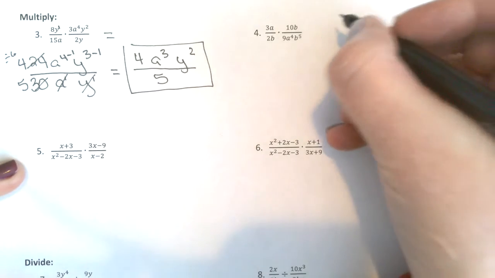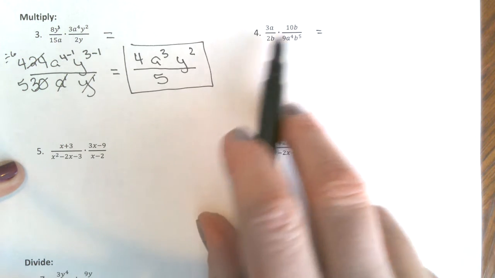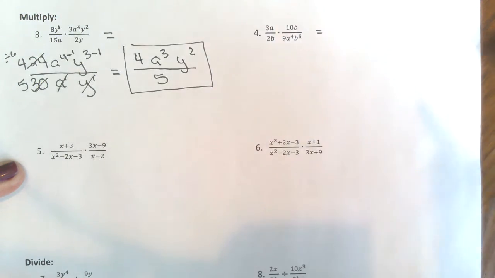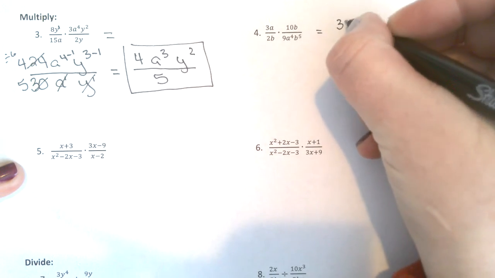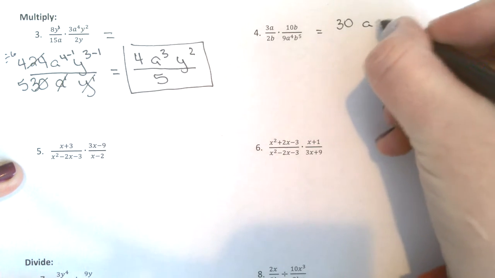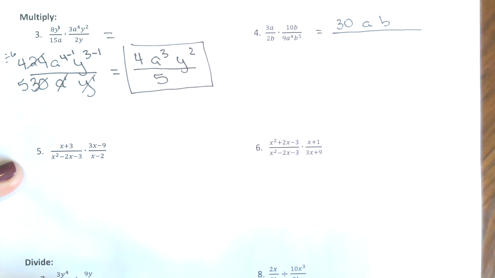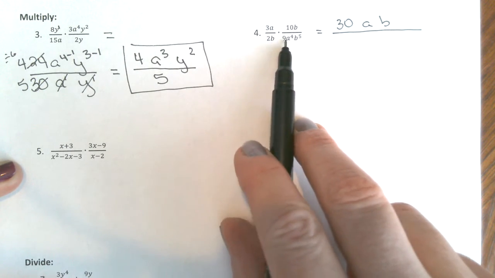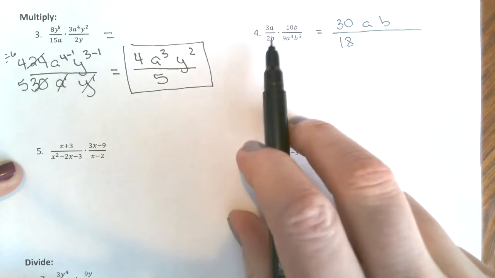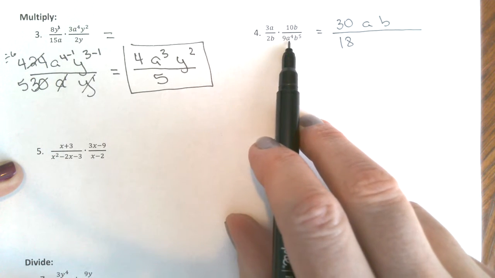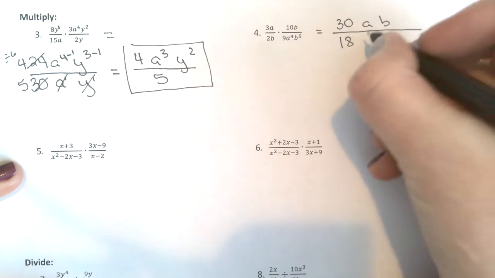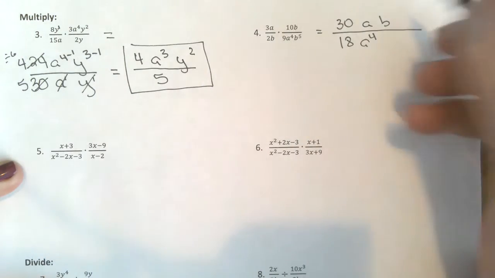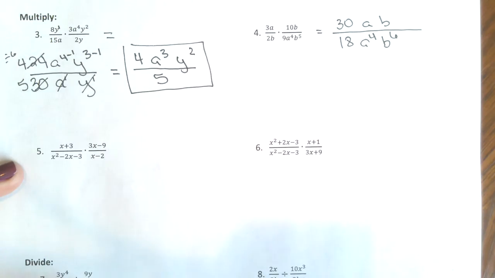Number 4. So when we multiply, we add our exponents and then the numbers multiply. So 3 times 10 equals 30, ab. And then the denominator, I'm going to multiply my numbers first. So 2 times 9 is 18. And then I'm going to put this in alphabetical order. So I only have that a to the fourth. So I'm going to rewrite that there. And then b to the first times b to the fifth. You add them and you get b to the sixth.